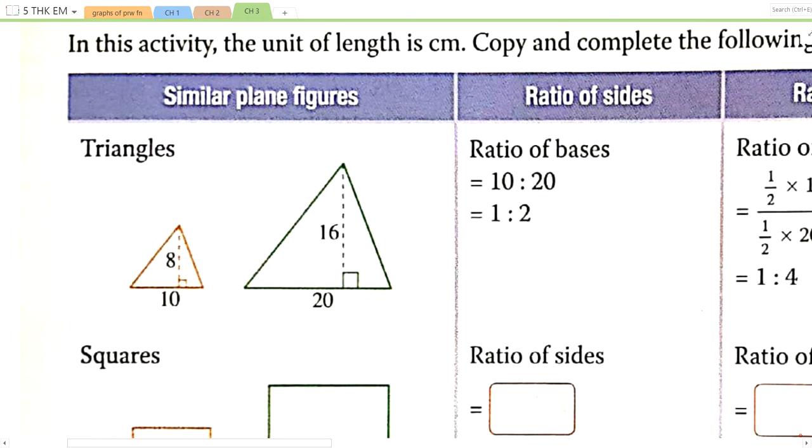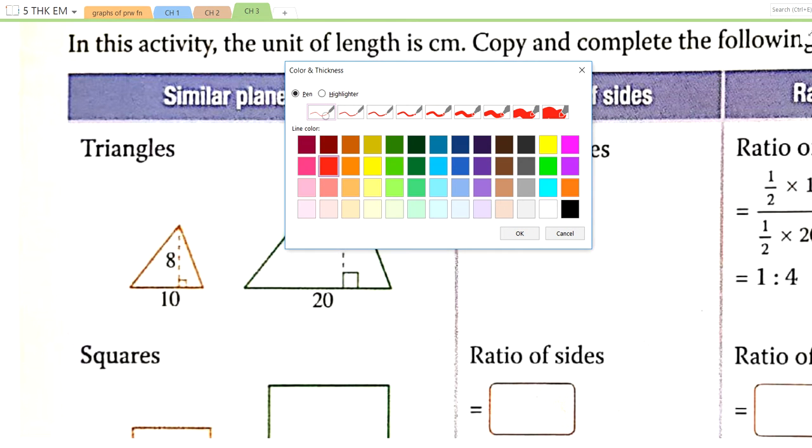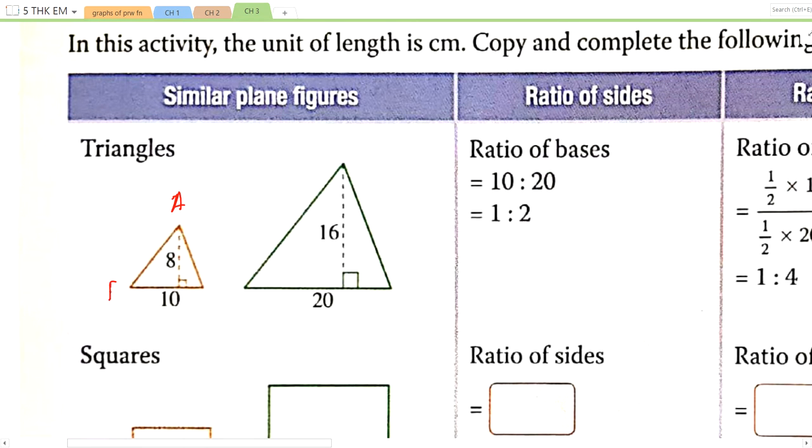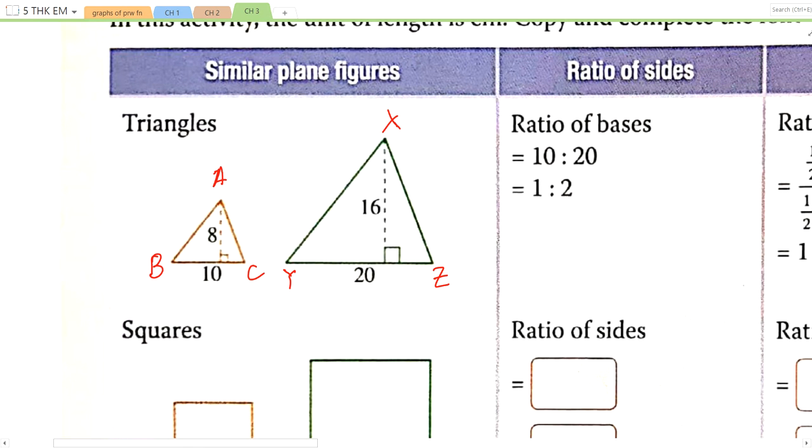Since these two triangles are similar, I've got, let me call it A, B, and C, and X, Y, and Z. Since they are similar, I am sure that BC over YZ equals AB over XY equals AC over XZ. Can we say that?